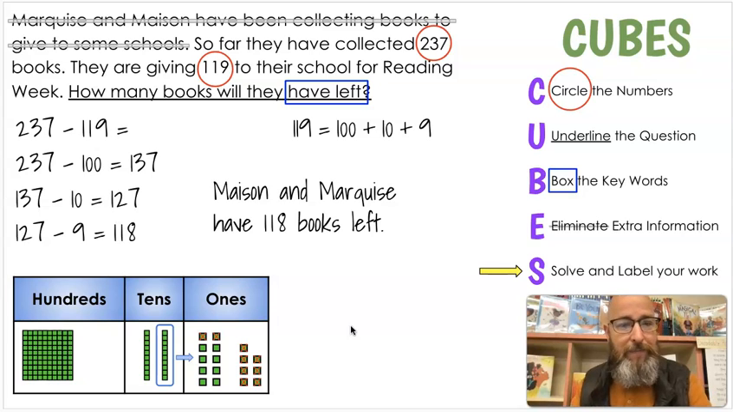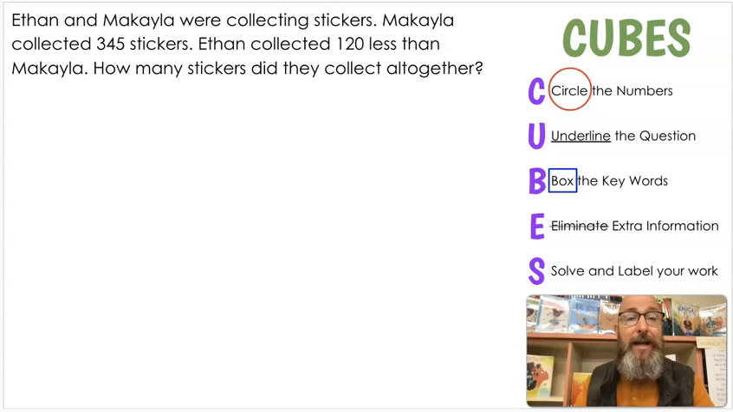Now, are you ready? Our last one today is going to be tricky. It's going to require a lot of thinking, and I'm going to walk you through it and help you see how to do it. So our next one, read this with me. Ethan and Michaela were collecting stickers. Michaela collected 345 stickers. Ethan collected 120 less than Michaela. How many stickers did they collect altogether?